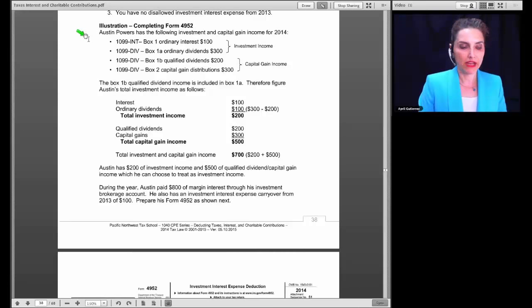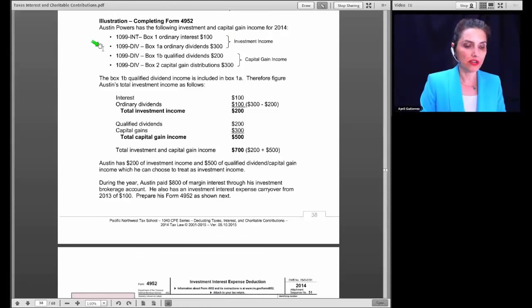We have Austin Powers, who has the following investment and capital gain income for the year. He has a 1099 INT showing Box 1 ordinary interest of $100. He has a 1099 DIV showing Box 1A ordinary dividends of $200. So Box 1 of both these forms is considered to be investment income. So you'd start off thinking, okay, he has $400 investment income.